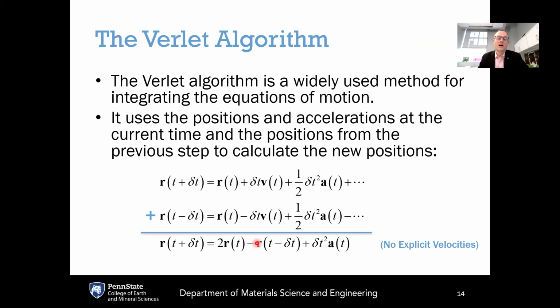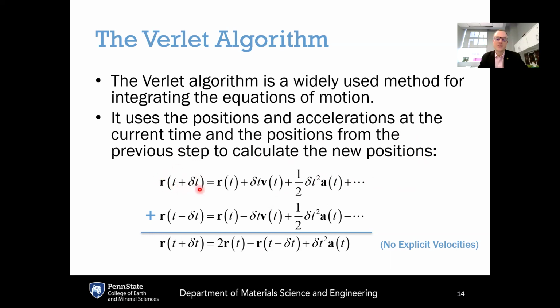There are various mathematical techniques to perform integration of the F equals ma function to get the updated positions and velocity vectors. The most basic of these algorithms is called the Verlet algorithm. This is a widely used method for integrating the equations of motion. This uses the positions and accelerations at the current time t and the positions from the previous time step to calculate the new position.